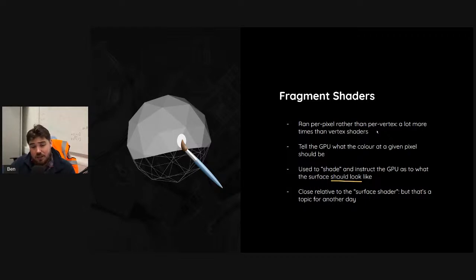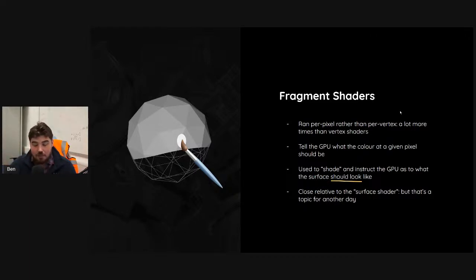Fragment shaders are very different. Because they're done per pixel, we're talking about actual colors on the screen. They're run per pixel rather than per vertex. All it does, like I've said before, is tell the GPU what color a given pixel should be, given the place it's at right now, the normal, all this kind of stuff.